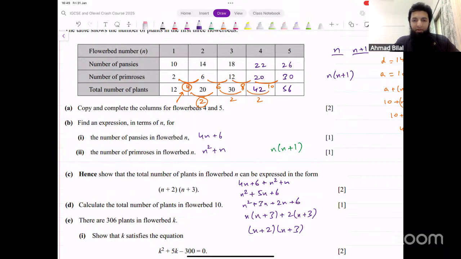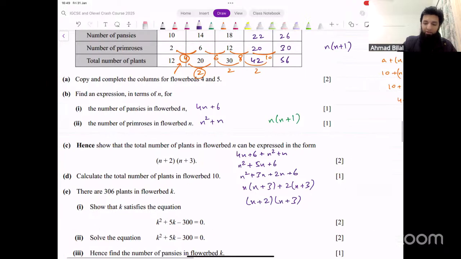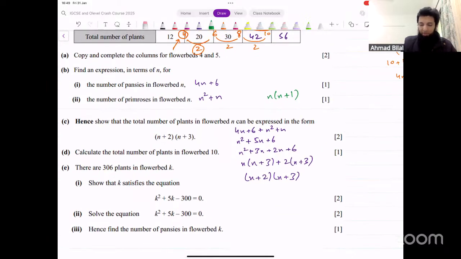Is that all right? That was part C here. Let's move on. Part D. Now it says calculate the total number of plants in flower bed 10. So you can just input n equal to 10 here, and that will give you the result. So we can do that here. 10 plus 2 times 10 plus 3. So it's 12 times 13.